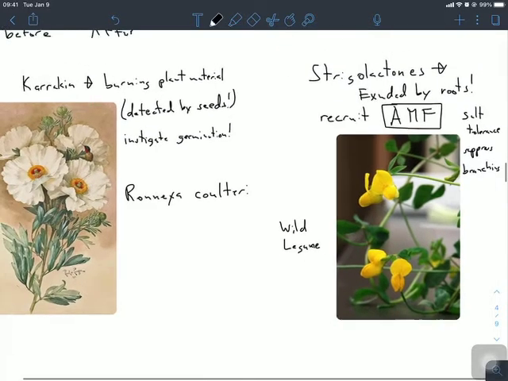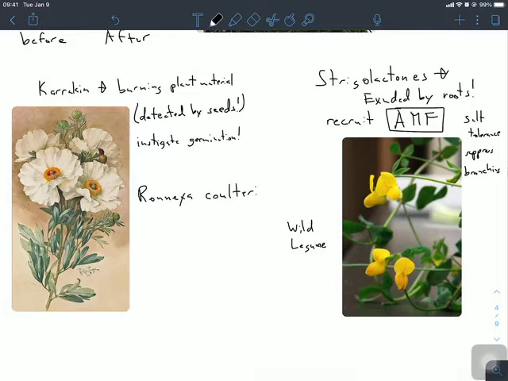And strigolactones, some of the first studies on strigolactones were done in these legume plants. But since then, we've seen that not only do legumes make strigolactones, but we know that a lot of our cereal crops like sorghum and maize also use strigolactones to help recruit fungi that will help them grow in different environments. Again, a symbiosis that can help improve crop production.